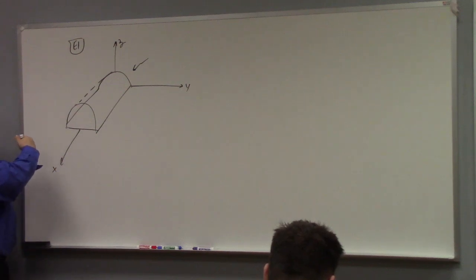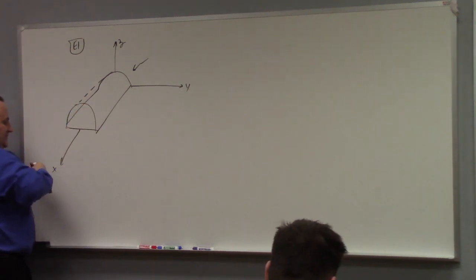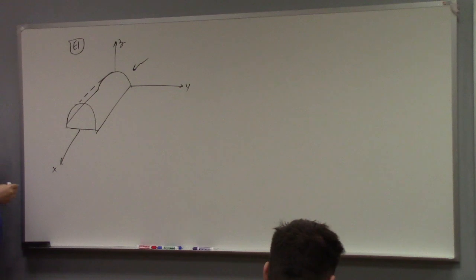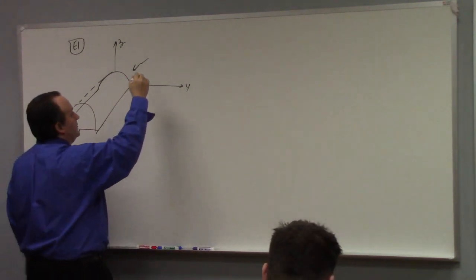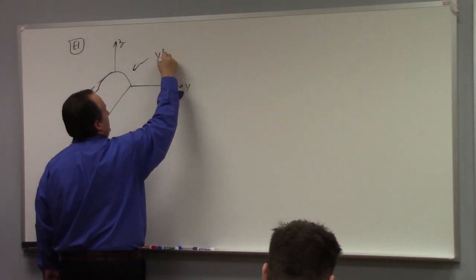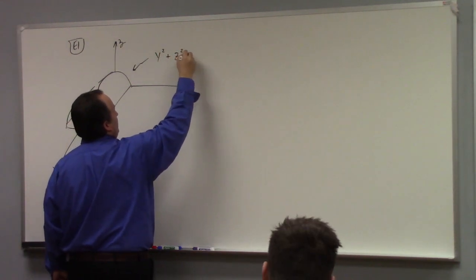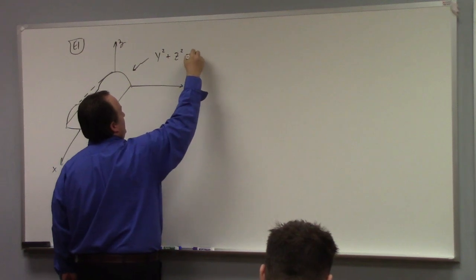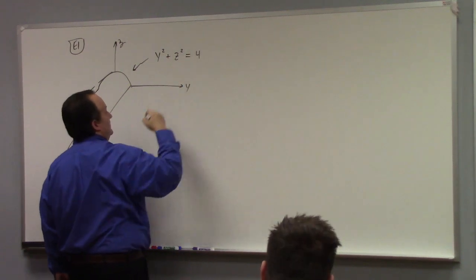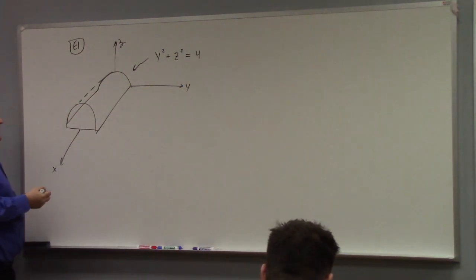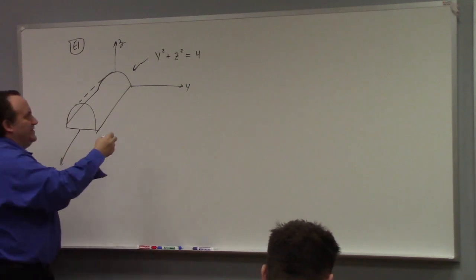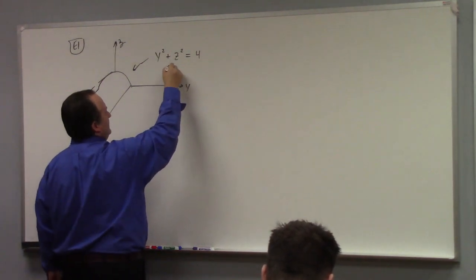If you look at this, every stage of the game is the same for x, right? It's the same curve in the x direction over and over again. That means x cannot be involved in the formula for that. So it has to be something like y squared plus z squared equals, let's make it 4, just for fun. And apparently z is greater than or equal to 0, right?